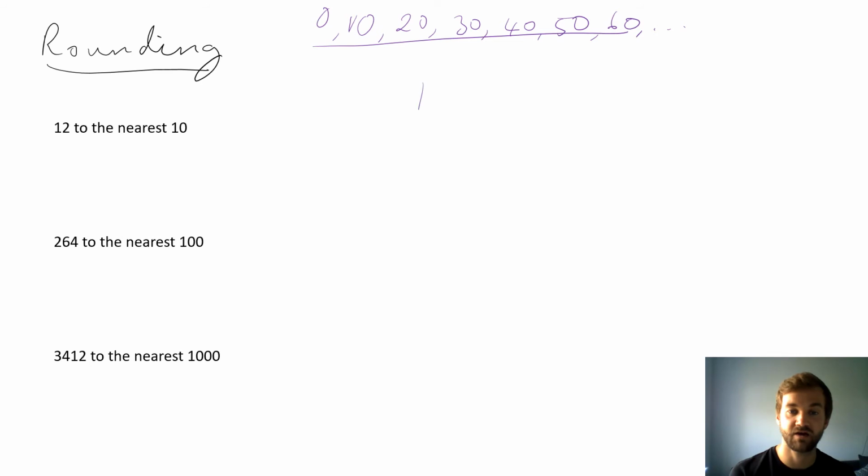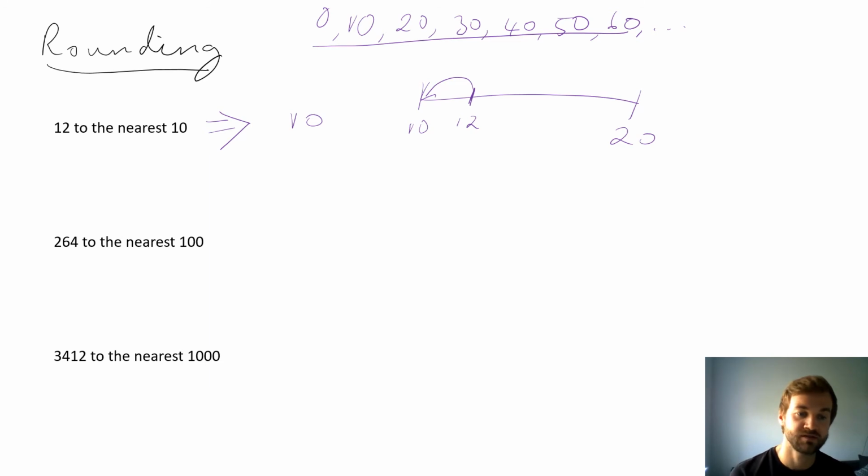Well, I could draw a diagram if you find it hard to visualize. It's between 10 and 20. They're my two 10s. It's here. So that means it rounds down to 10. That's the nearest 10.